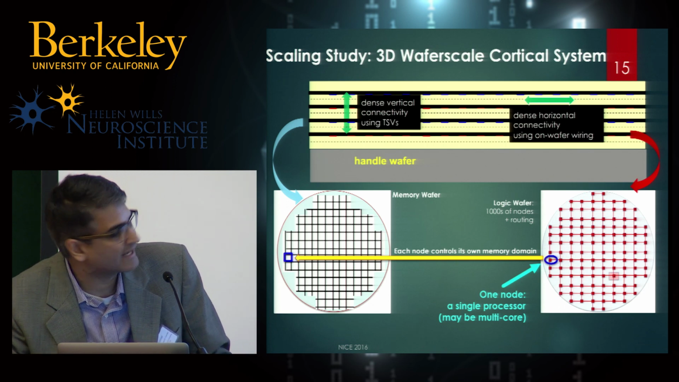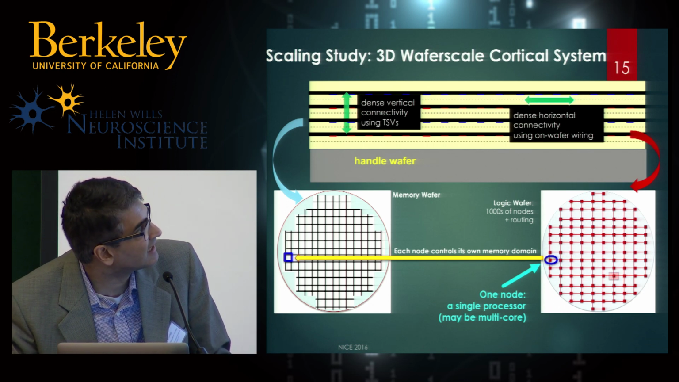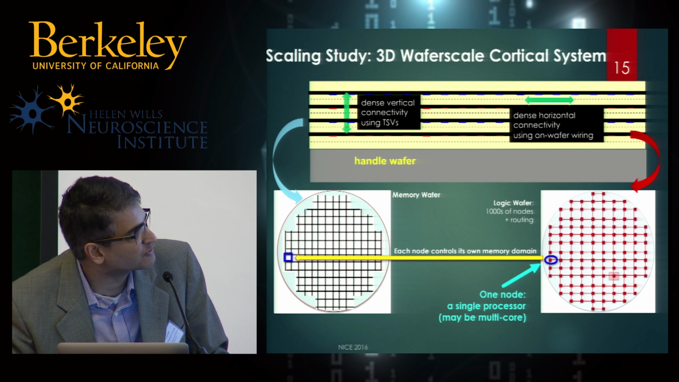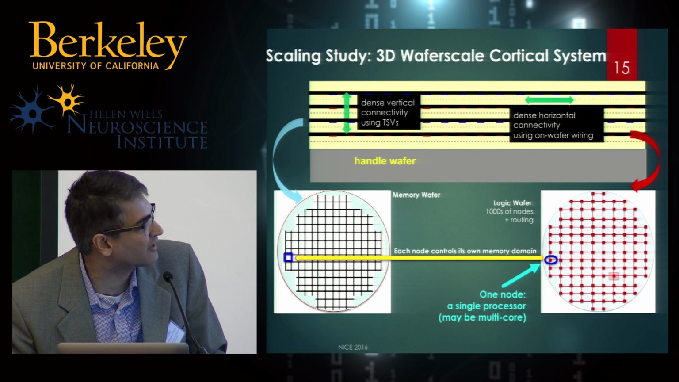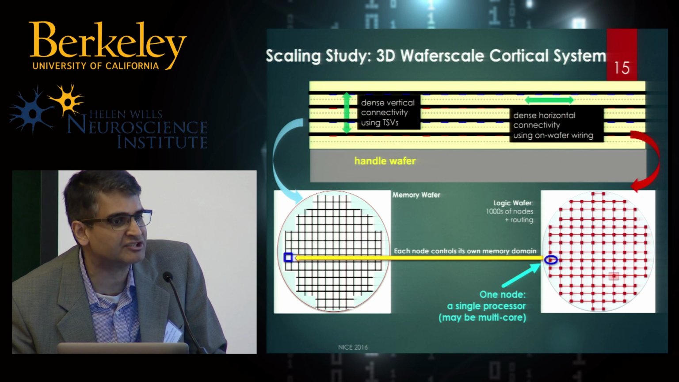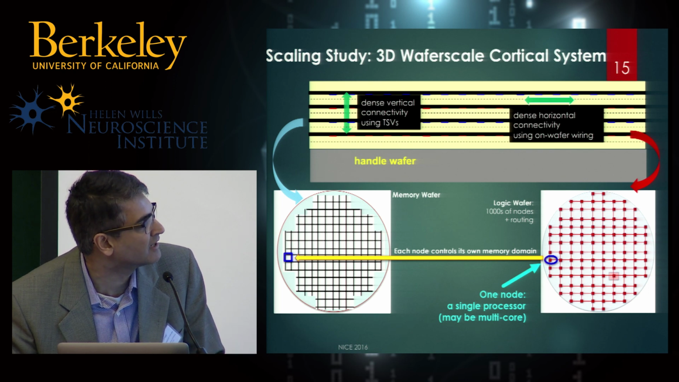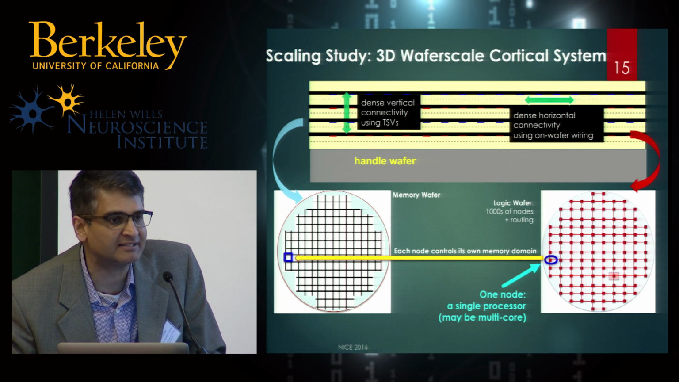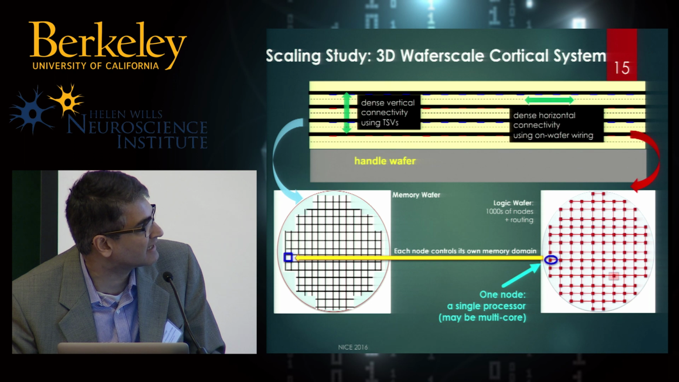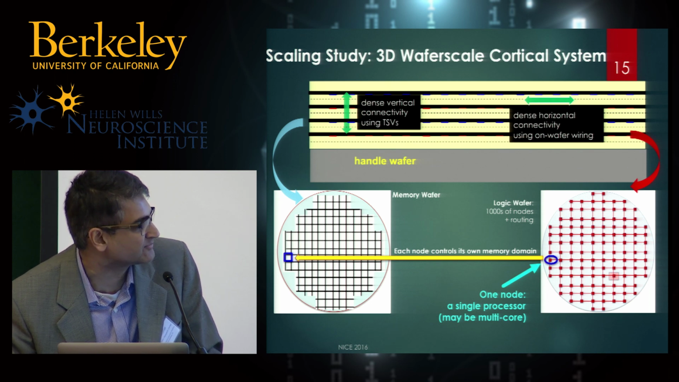The system we have in mind looks like this. It consists of a 3D stack. Some of the wafers are logic wafers, which means that they have thousands of processors on them. These processors are stitched together, so these aren't just traditional chips. They are tiled, and they're put entirely onto the wafer. And then we also have memory wafers, and these wafers provide the memory for these logic processors. This is a private memory, meaning that each one of these processors has its own memory domain.